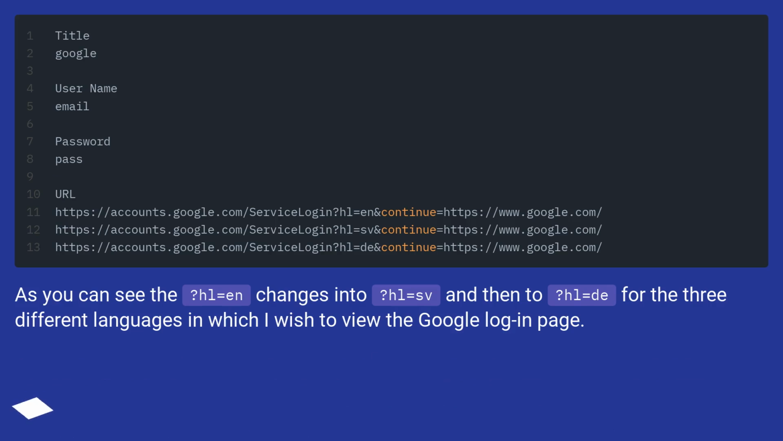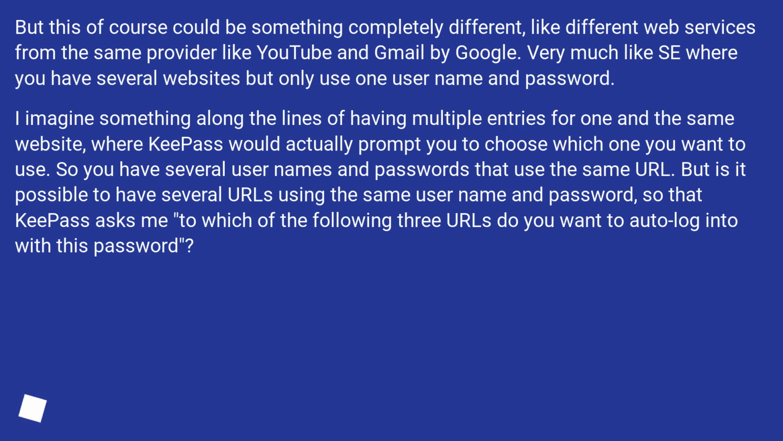As you can see, the $HL equals N changes into $HL equals SV, and then to $HL equals DA for the 3 different languages in which I wish to view the Google login page. But this of course could be something completely different, like different web services from the same provider like YouTube and Gmail by Google. Very much like, say, where you have several websites but only use one username and password.